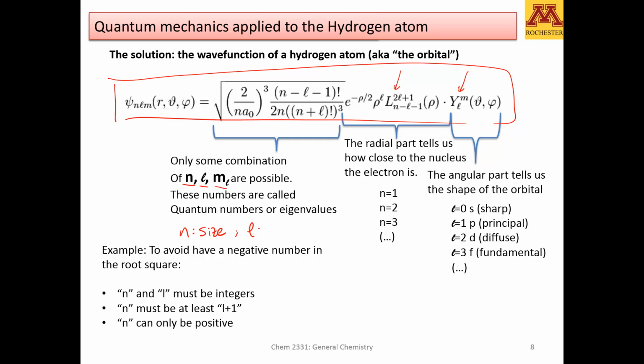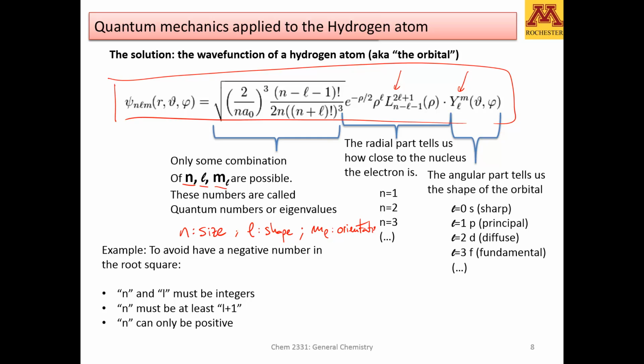Then you have l, called the angular momentum quantum number, and that refers to the shape. So an s orbital or a p orbital implies a different value of l. And finally, m sub l is the so-called magnetic quantum number, and that refers to the orientation. So when we talk about the px or py, because they have different orientations, it's because they have a different m sub l value.